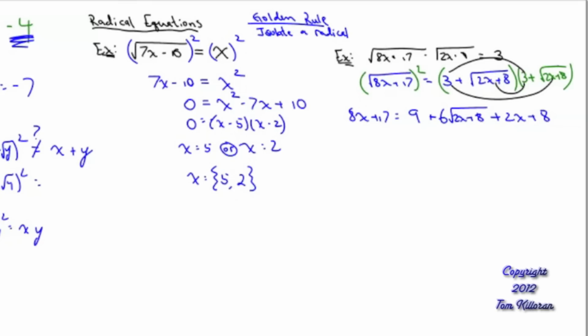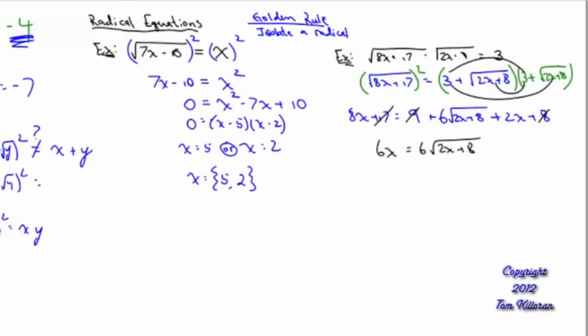You can look back at it. 8 plus 9 is 17. There's a 17 on the other side. What happens to my 17s? They're going to cancel. 2x on one side, 8x on the other side, but you subtract this one. So it becomes 6x. 6x is equal to 6 times the square root of 2x plus 8.